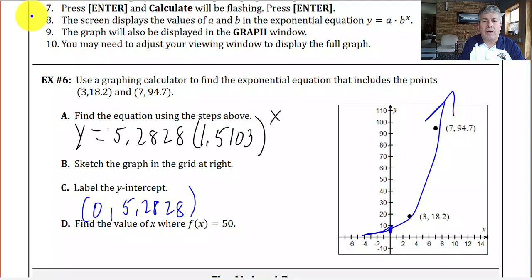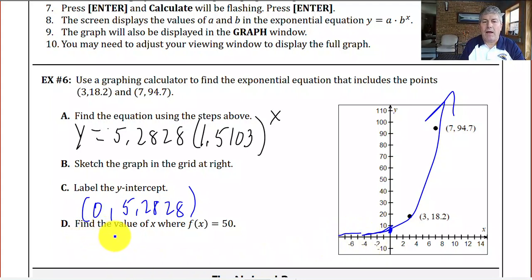So now I've gone ahead and sketched my graph with a y-intercept of (0, 5.2828), right? If I put 0 in for x, my b value drops to 1. Anything to the 0 power is 1. 1 times 5.2828. So I've got my y-intercept graph, and there's a sketch of my function.